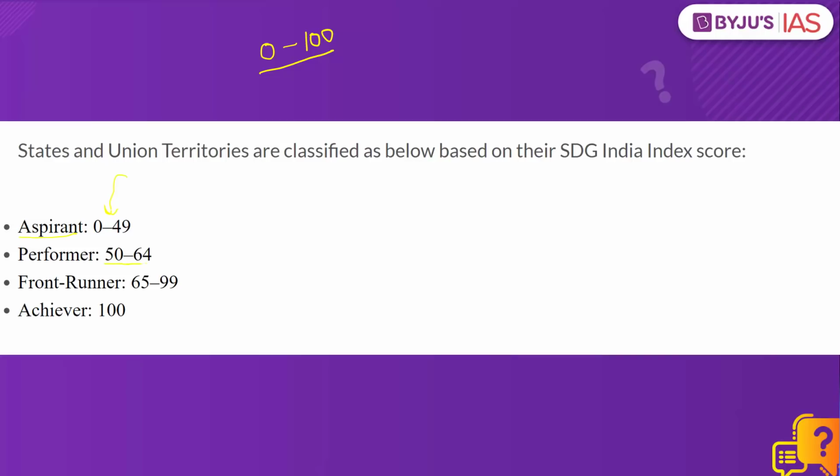Those in the range of 50 to 64, they are performers. 65 to 99, they are front runners. And a score of 100 means achiever. What do we mean by an achiever?